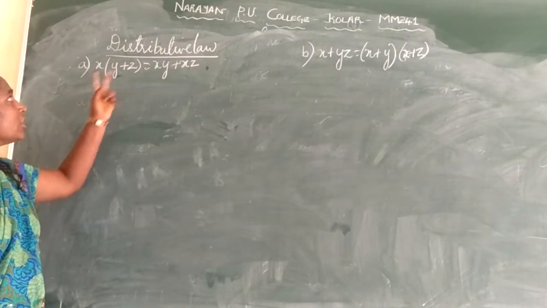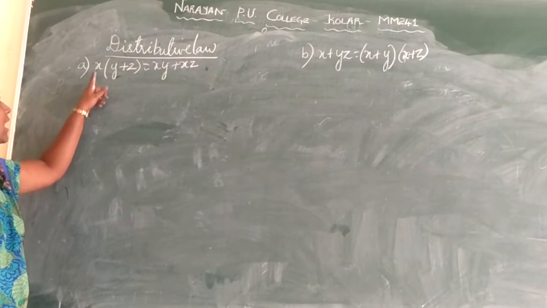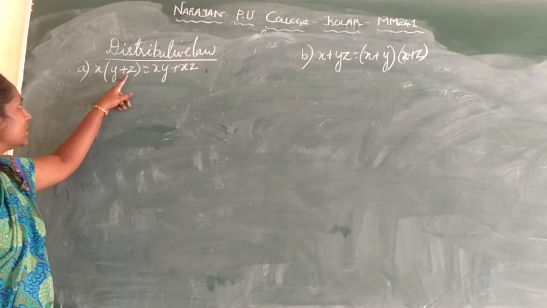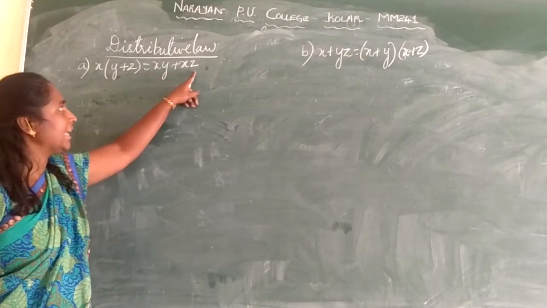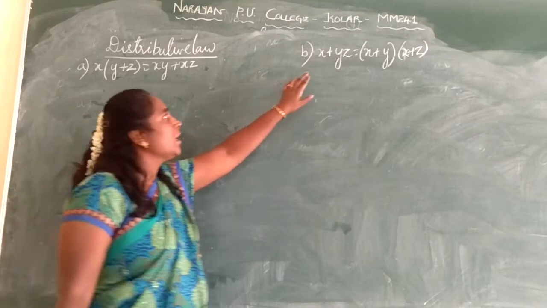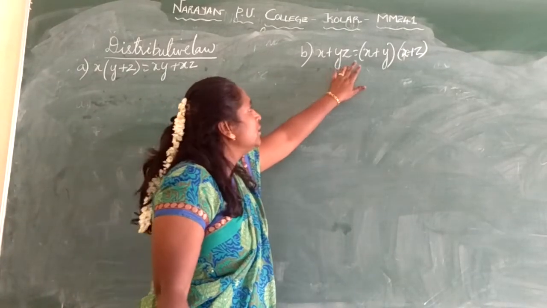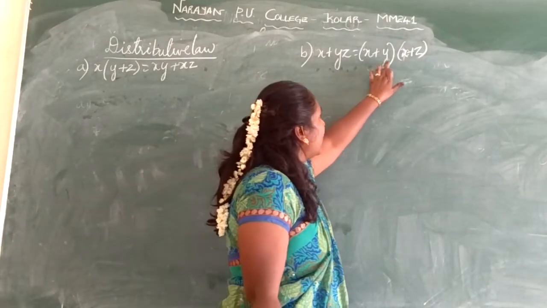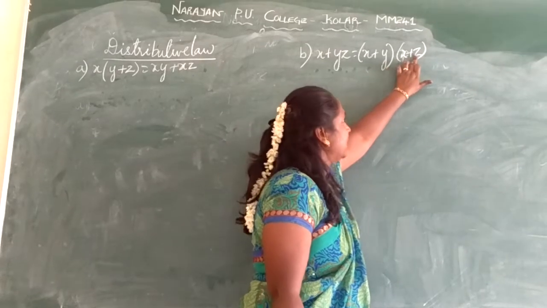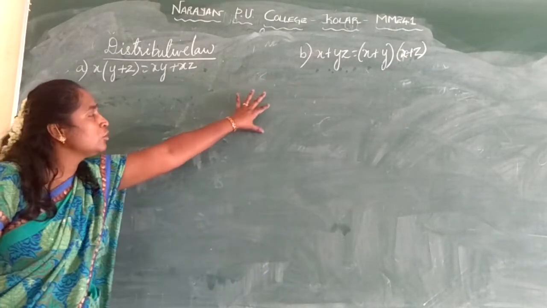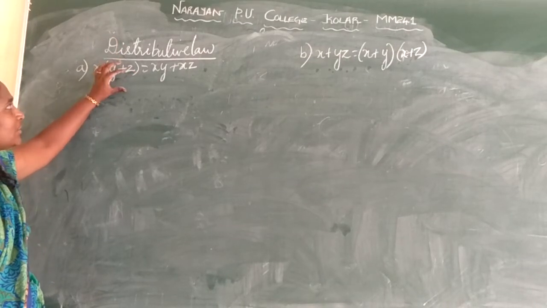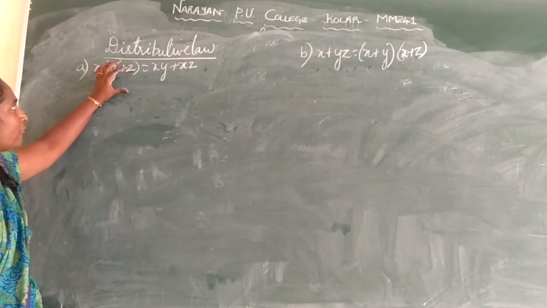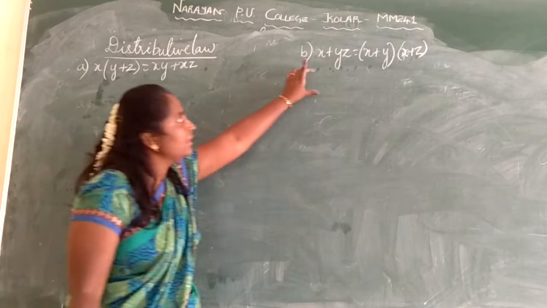There are two rules in the distributive law. First one is x into (y plus z), which you have to prove is equal to xy plus xz. Second law, x plus yz is equal to (x plus y) into (x plus z). So these two rules should be proved using the distributive law. First we will draw a logic diagram of the first one and the next one.